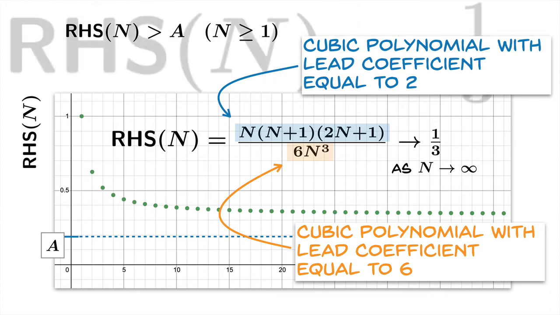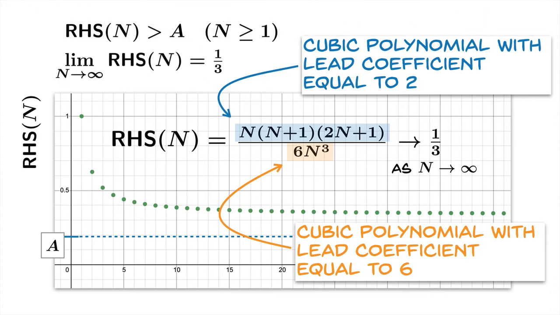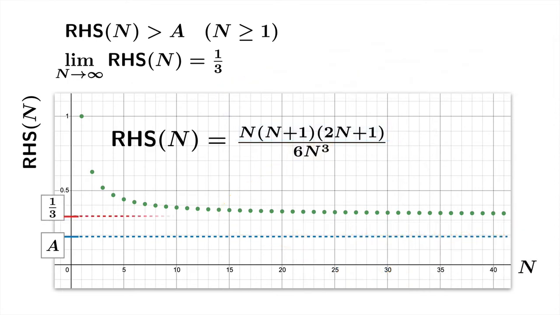So we're going to write that up here. The limit as n goes to infinity of RHS of n is 1/3. So we'll plot the horizontal line y equals 1/3 here, and notice that it is a horizontal asymptote of this graph.